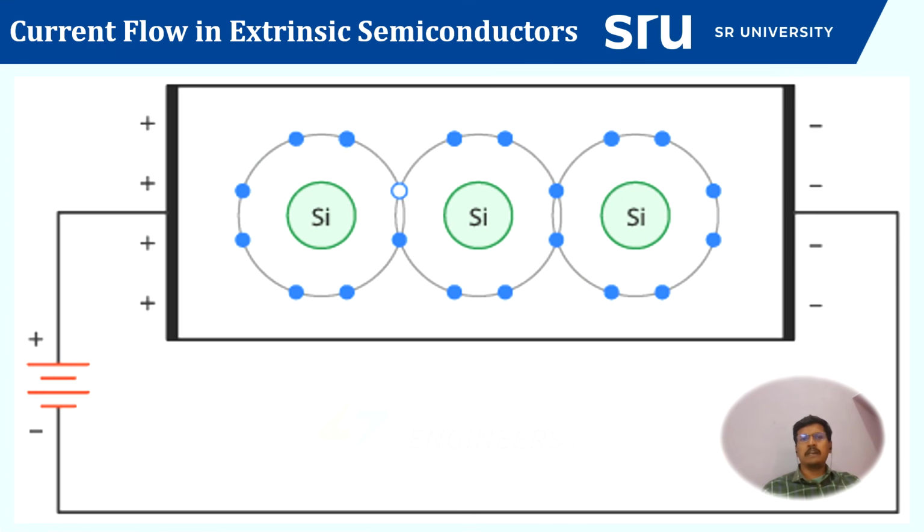So, we have already discussed the n-type and p-type semiconductors separately. Let us now summarize the current flow in extrinsic semiconductors. The extrinsic semiconductors contain two types of carriers: majority charge carriers and minority charge carriers.